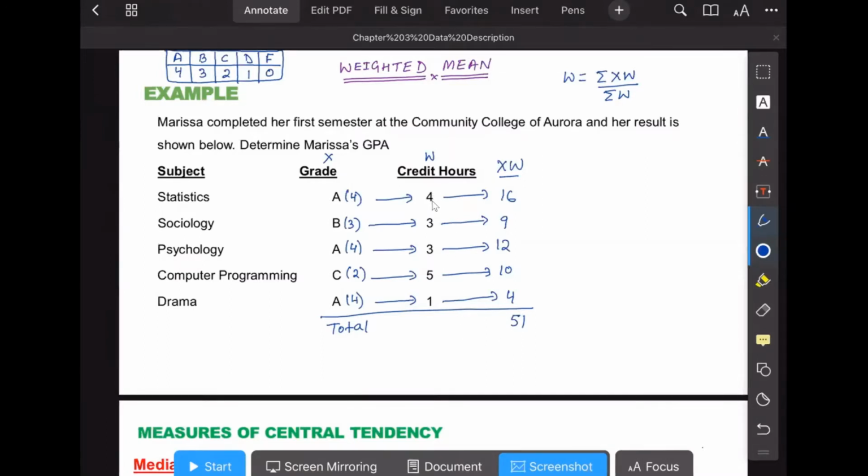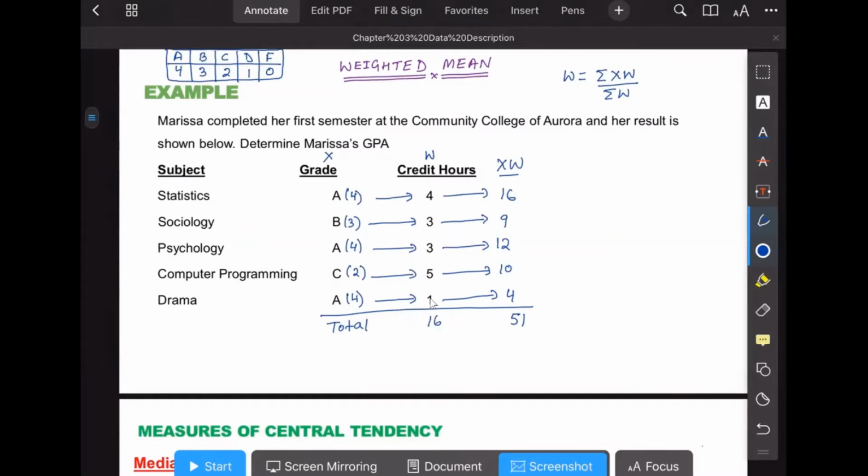And add these values now. W, sum of W: 4 plus 3, 7 plus 3, 10 plus 5, 15 plus 1, 16. Is that right? Yes. 16 credit class. And the total X times W is 51. Make sure you check whether that is 51 or not, okay?